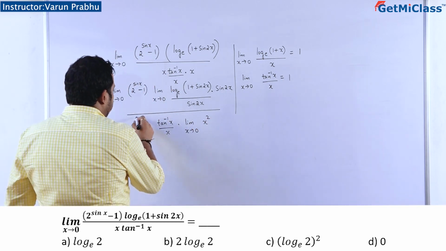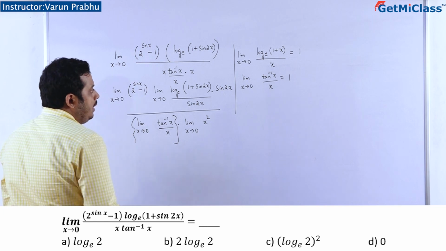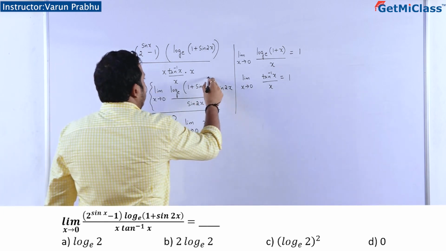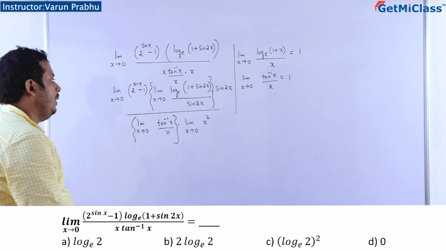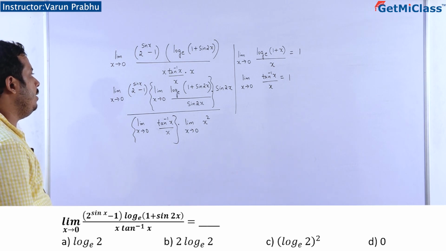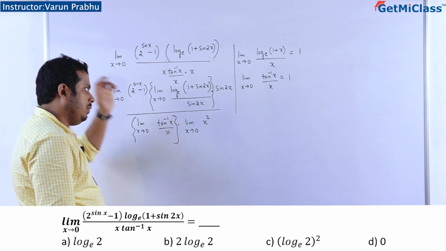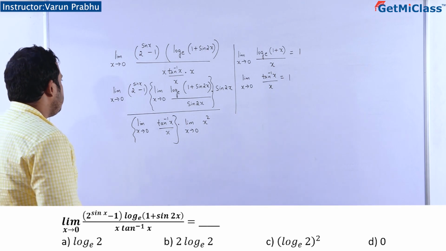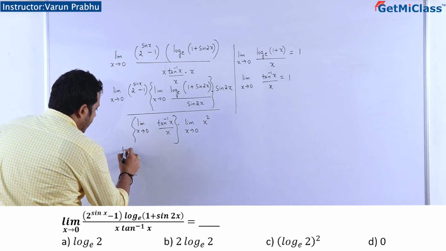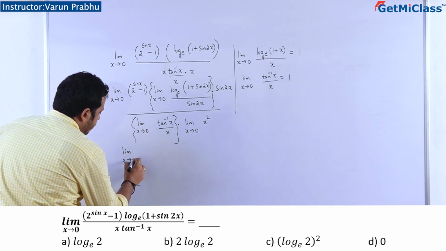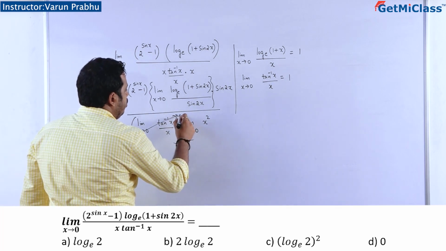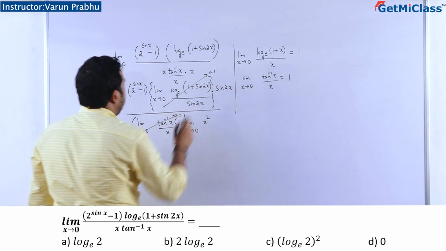So now this part will become equal to 1. This part will become equal to 1. Is it correct? This part will become equal to 1. Are you following? It is of the form log (1 plus x) divided by x. When x tends to 0, sin 2x also tends to 0. Correct. So now we can write, limit x tends to 0: this part has contributed 1 and this part has contributed 1, right?